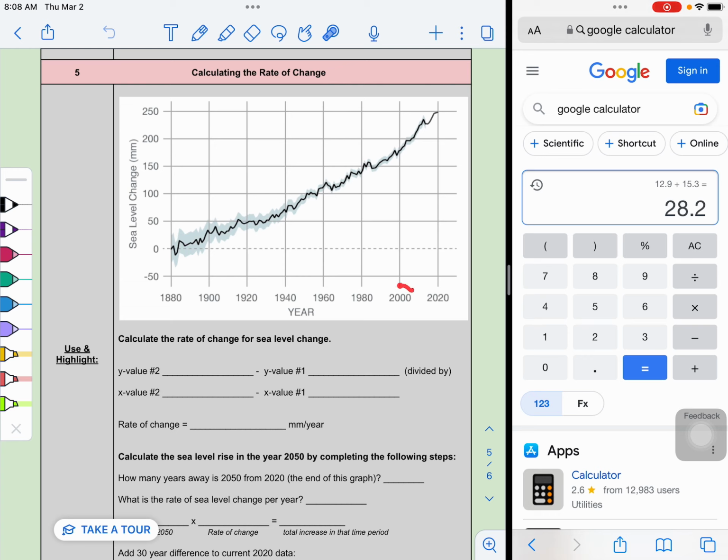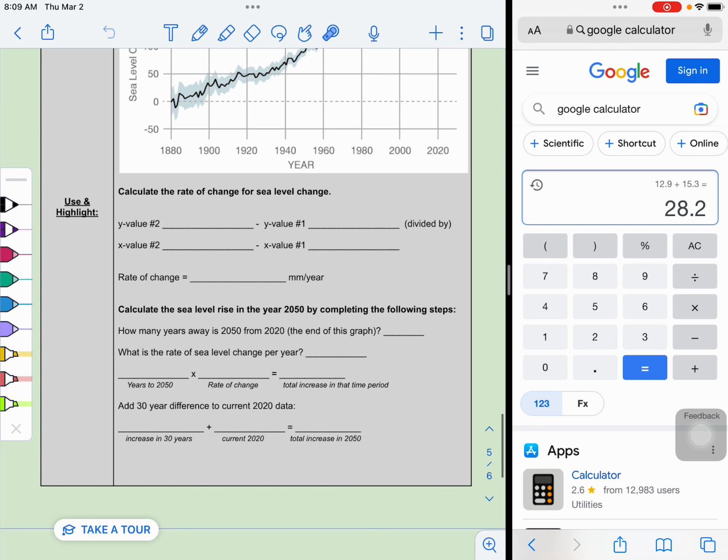So I would just stick with a nice easy spot to read on the graph, 2000 and 2020, right? You can get your 2 points right from here. Subtract those two values, y and x, figure out that rate of change. And calculate out for that total increase in 2050.